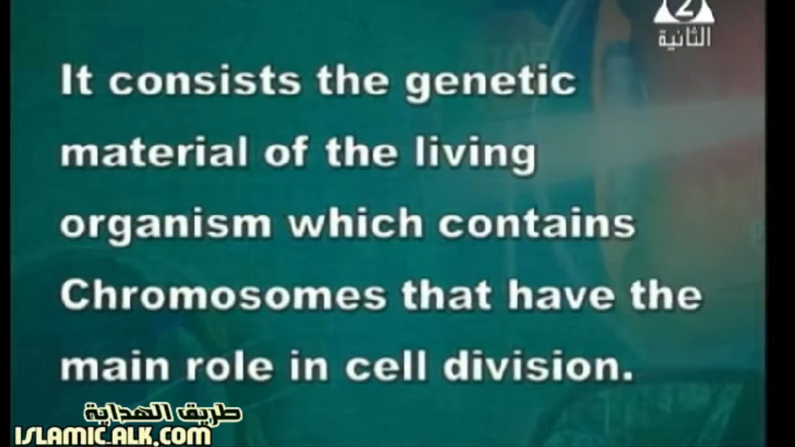The nucleus is the part that is responsible for the cell division. Why is the nucleus the main part in the cell division? Because it consists of the genetic material of the living organism, which contains chromosomes that have the main role in the cell division. The nucleus is the only part which contains the chromosomes.